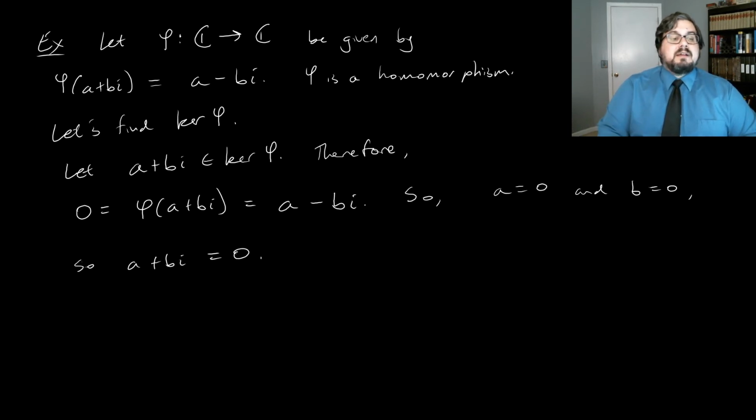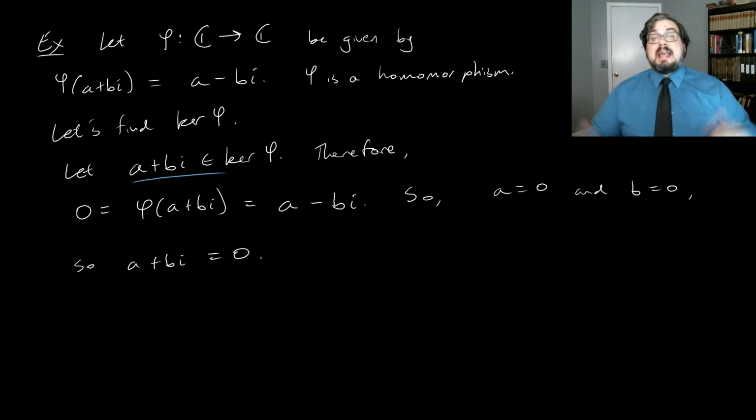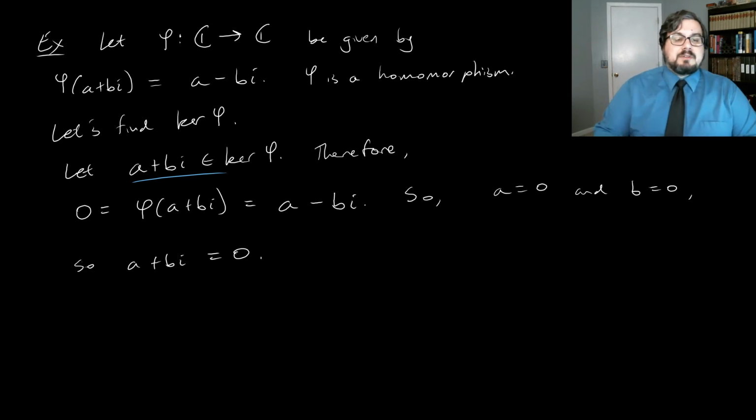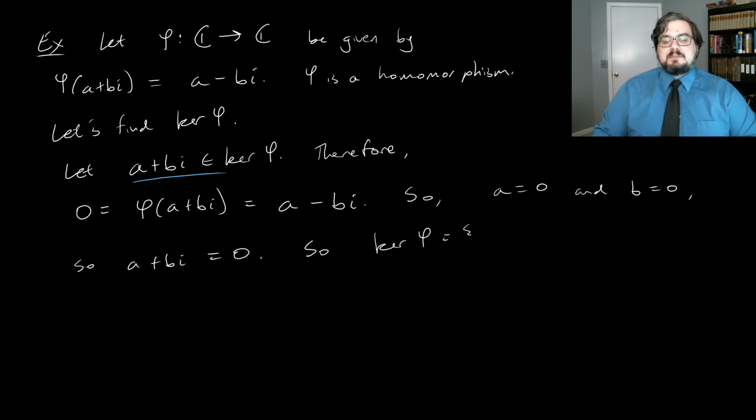Now we just started off by assuming that a plus bi was just any element of the kernel. And we showed that if we take any element of that kernel, then that element has to be 0. So in other words, that shows that the kernel of phi has to be just the number 0. And hence that means that phi is injective.